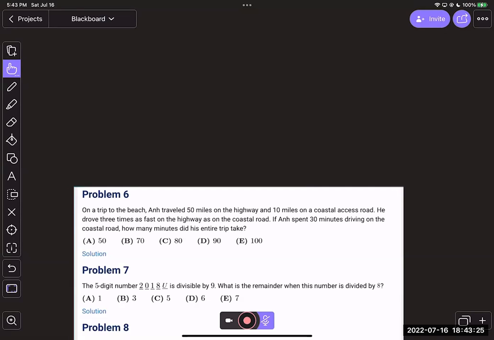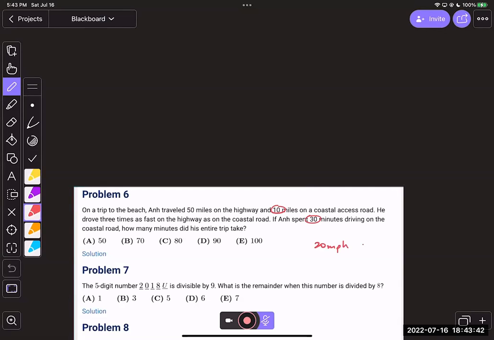Okay, any thoughts here? Since he spent 30 minutes driving on the coastal road, and he drove 10 miles, then we know that he drove at 20 miles an hour. And how did you get that number? Because he drove 10 miles for half an hour. So if you double that, he would drive 20 miles in an hour.